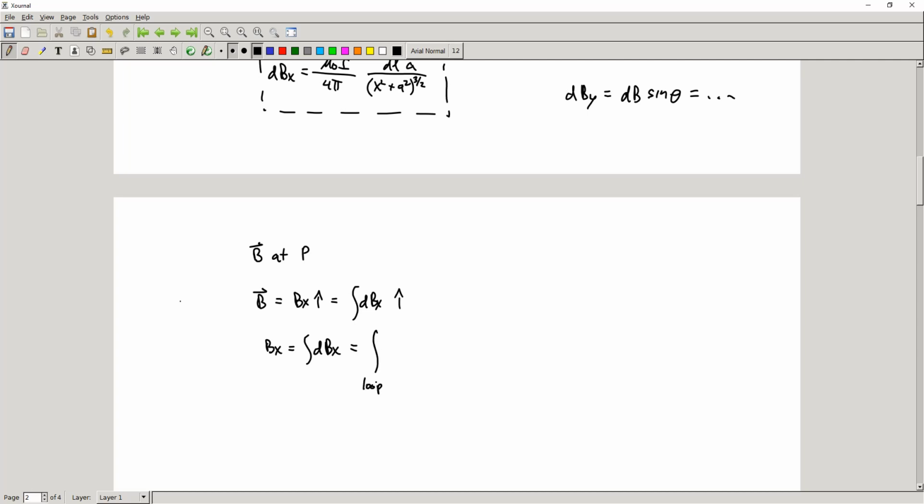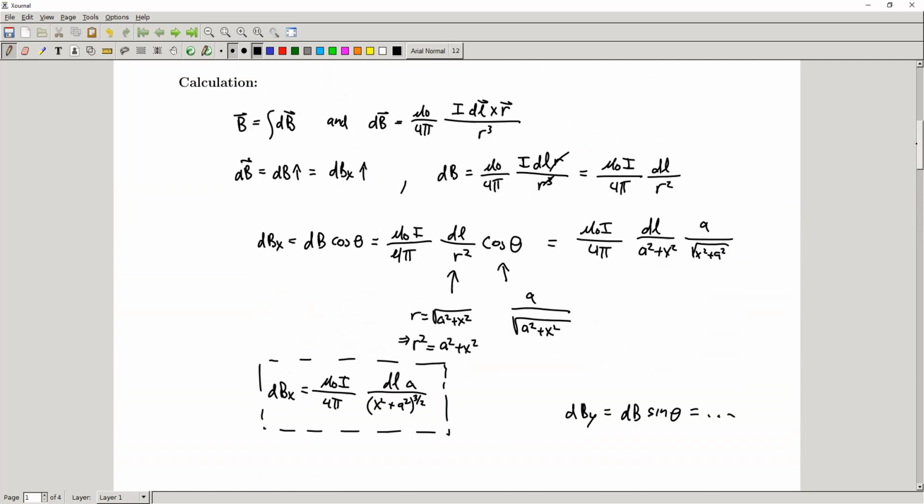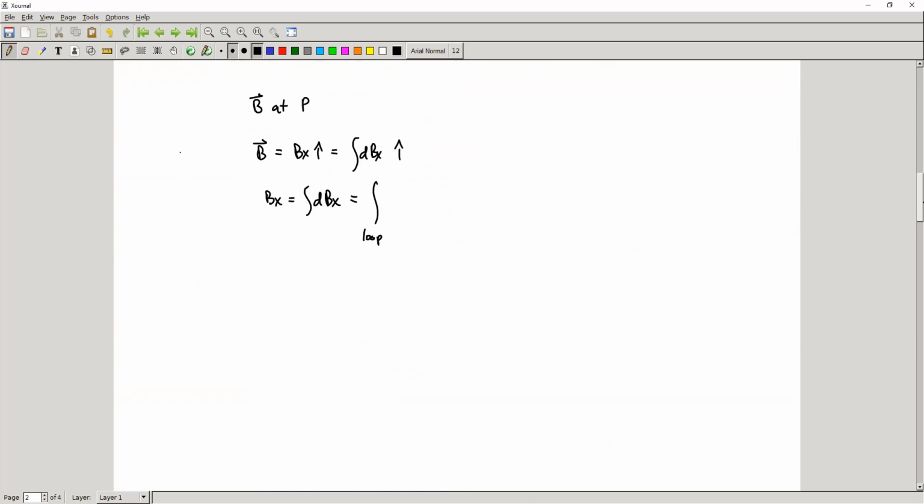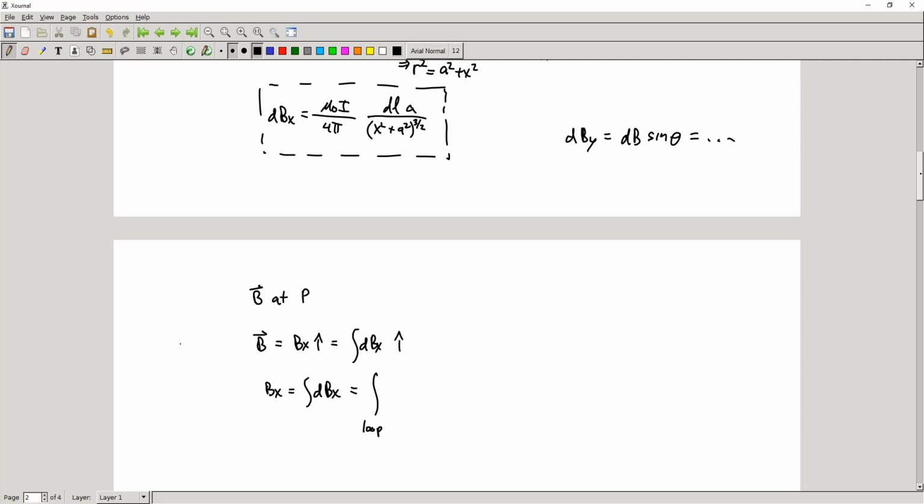I'm just going to write it like this. We need to integrate over the whole loop. Okay, so when I say that, what do I mean? I mean we need to integrate over this whole loop. We need to go around the whole loop. So we're integrating over the whole loop, and it's the integral of this expression that we have up here.